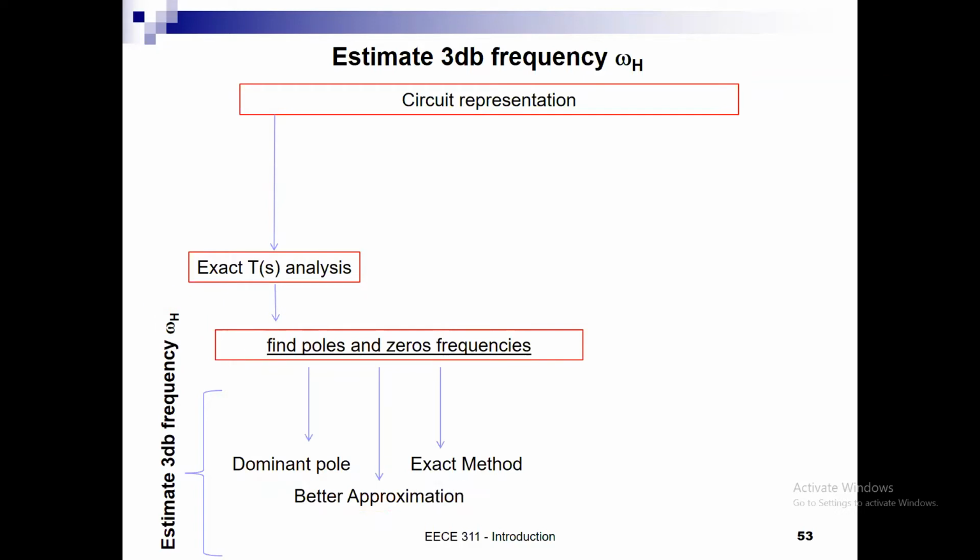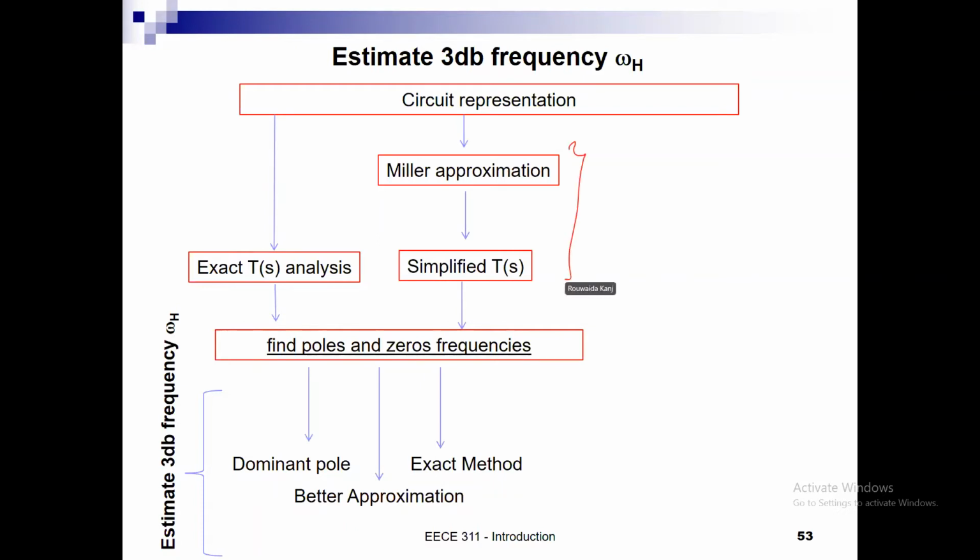Then we learned about the Miller approximation method. We find the midband gain, so we find AM. We apply Miller. We get a simplified transfer function. Of course, the simplified transfer function will be the exact in this way. And I can find the poles and the zeros of the circuit. And I find omega h through the dominant pole, or the better approximation, or the exact method if I derive VO over VSIG, if I have all the transfer function.